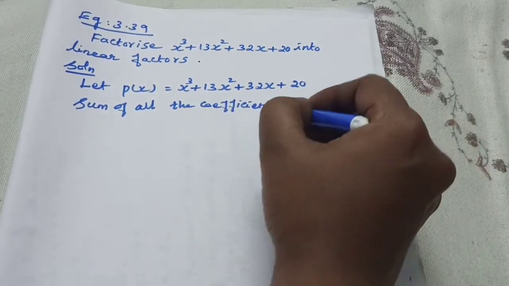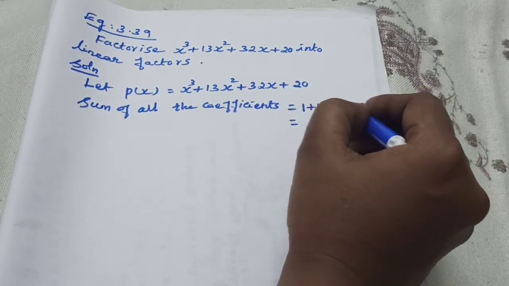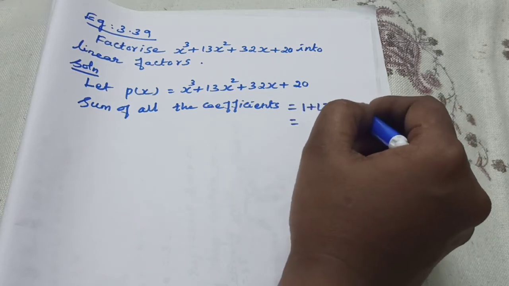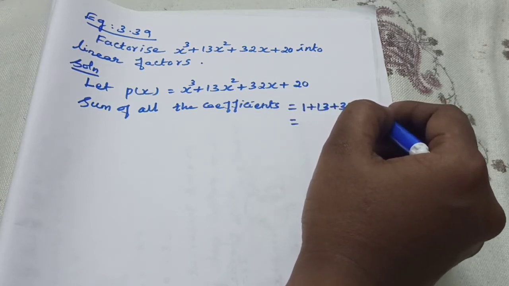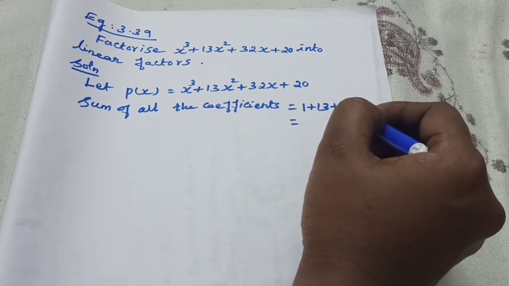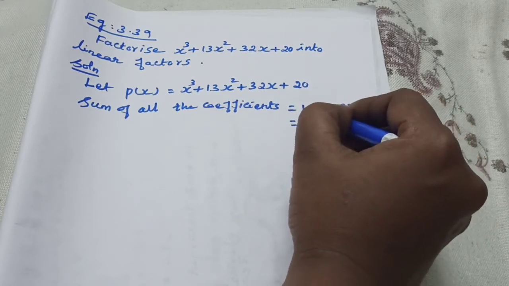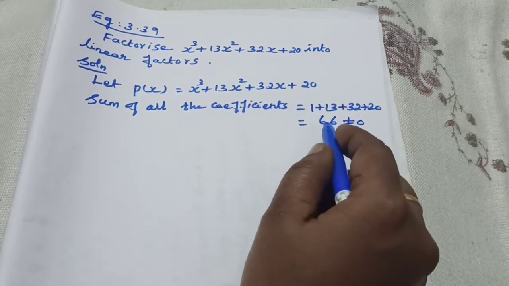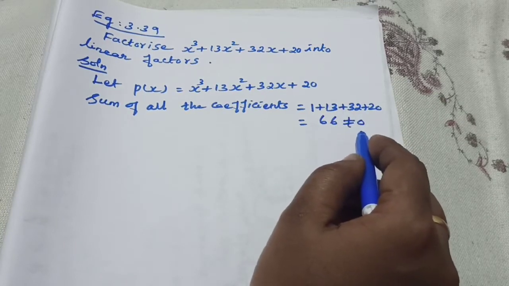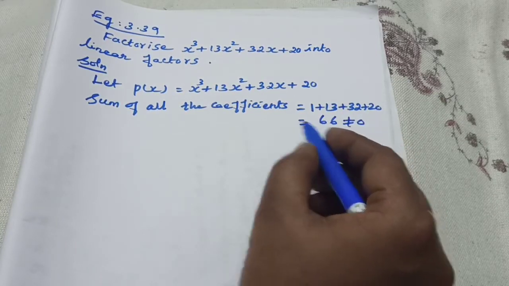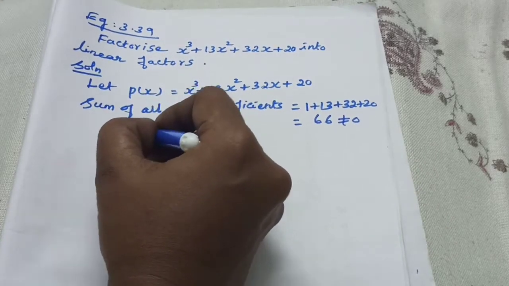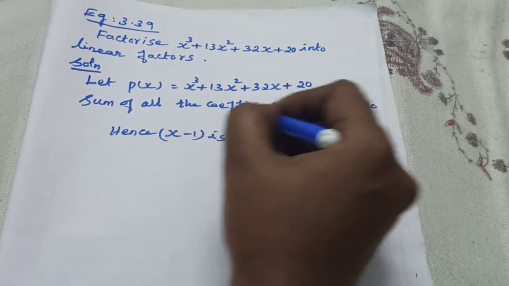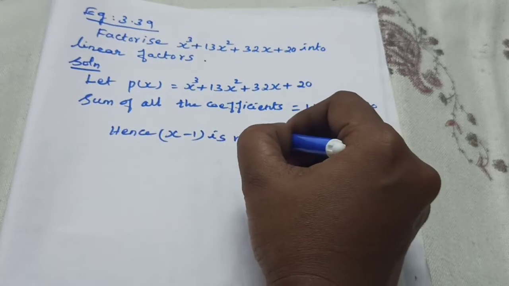Then if you add everything, what will we get? Here 5, 66, we will get maybe 2, 5, 6, okay, 666. This is not equal to 0. Is it 0? No, it is not equal to 0, isn't it? So at once you write it. Hence, x minus 1 is not a factor. This is not a factor. X minus 1 is not a factor.